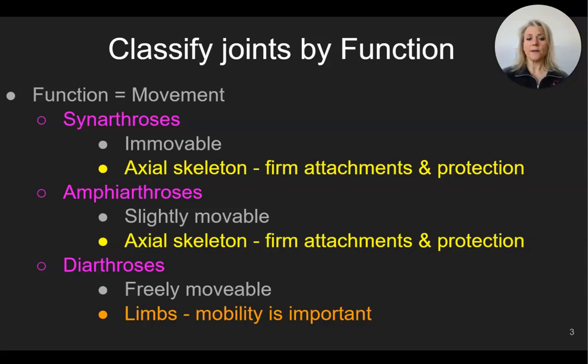These are also found largely in the axial skeleton. Again, they're going to provide for firm attachments and protection. And then diarthroses are freely movable joints. These are ones where the joint is going to provide us with the greatest amount and the greatest variety of movements.